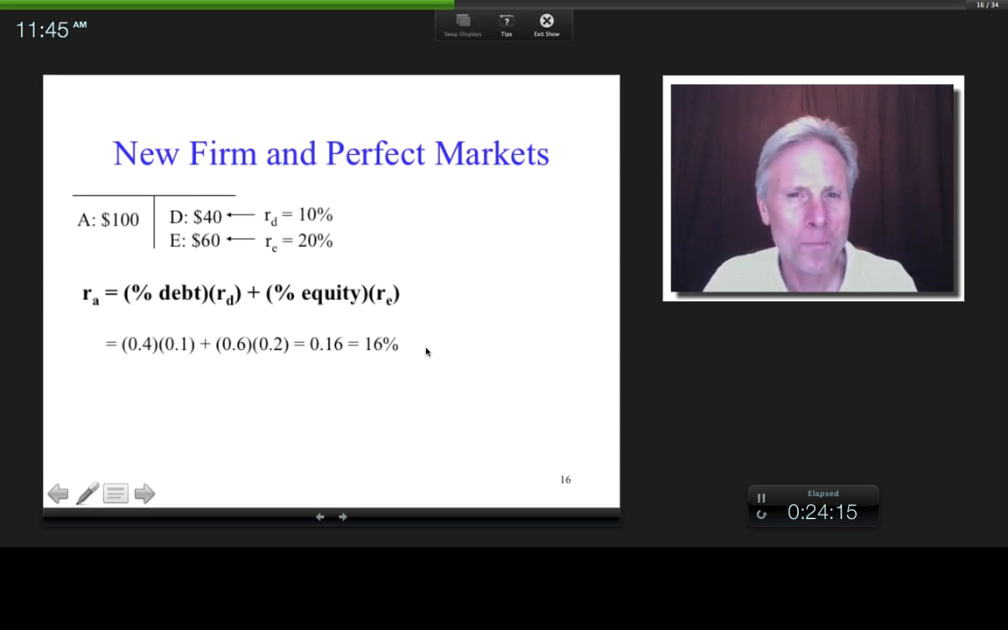And so therefore, what should the discount rate be if you're going to do an NPV on this side? Basically 16%.